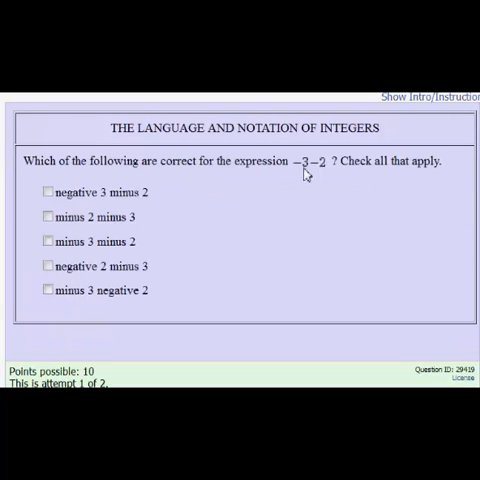In this case, we do have two numbers, and we are operating on this number and that number. In fact, we're subtracting them, but you can read that as minus. So this is either read the negative 3 minus 2.